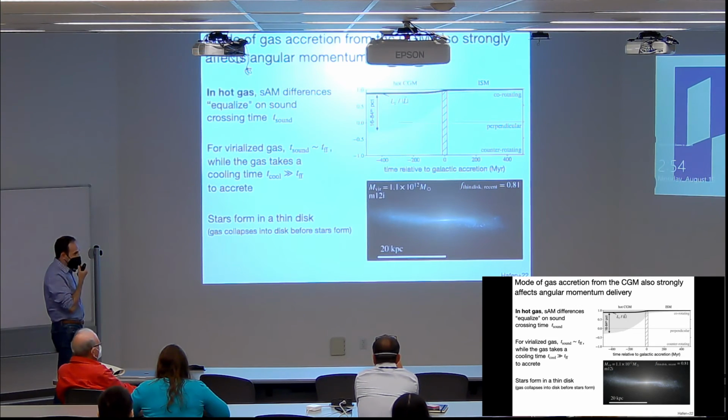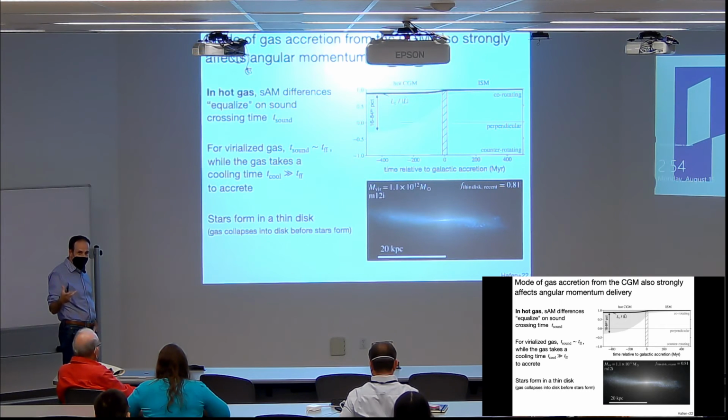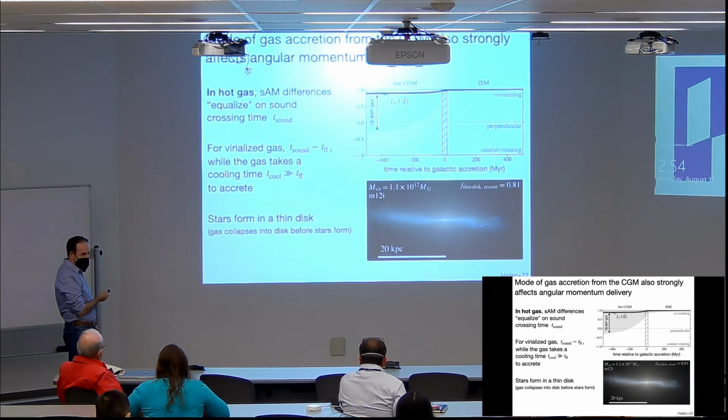Okay, and then the other limit is the limit in which you have more like a cooling flow accretion process. And there the difference, I think, is that in hot gas, specific angular momentum differences can equalize through pressure waves that propagate in the hot medium. And that occurs in a sound crossing time. Okay? And in a virialized halo, essentially by definition, the sound crossing time is of order the free fall time. And in the slowly cooling gas limit we're talking about, the accretion time is a cooling time, which is much longer than either the free fall time or the sound crossing time.